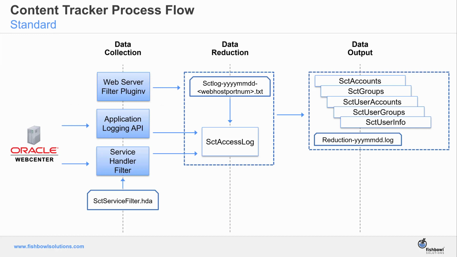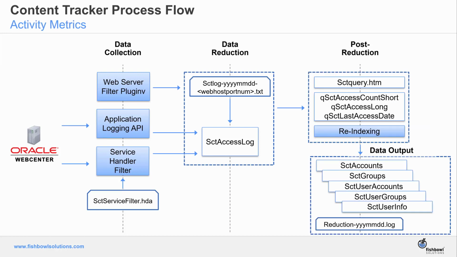So with its standard configuration, during the data reduction process, the static URL information is extracted from the raw data files and combined with the service information that's stored in the access log, this SCT access log table. So depending on the configuration, Content Tracker can combine access information for static URLs with service details, as well as summarize the user accounts that were active during the reporting period. This information is then written to the metadata database tables.